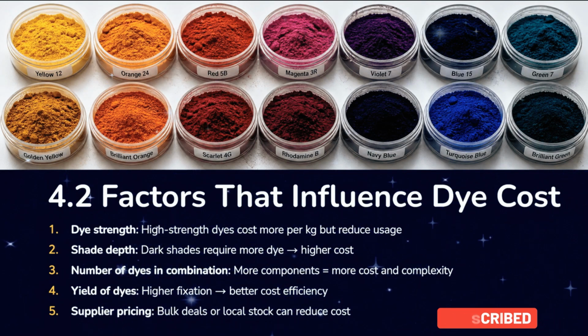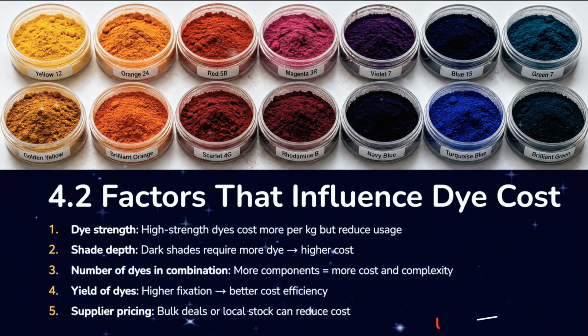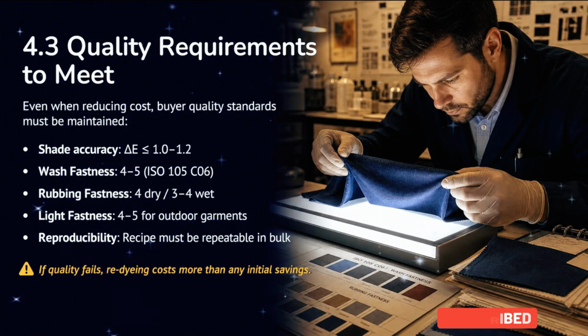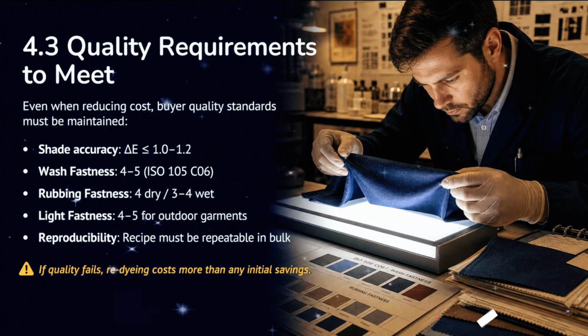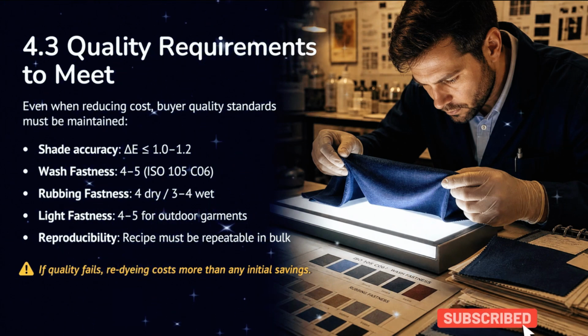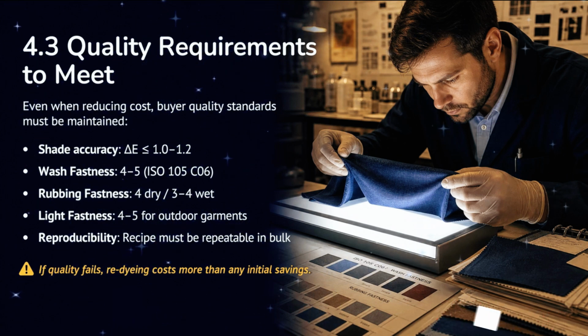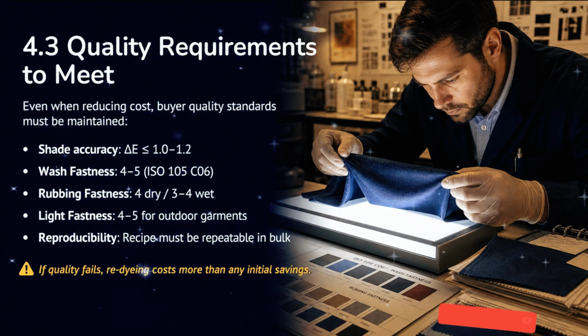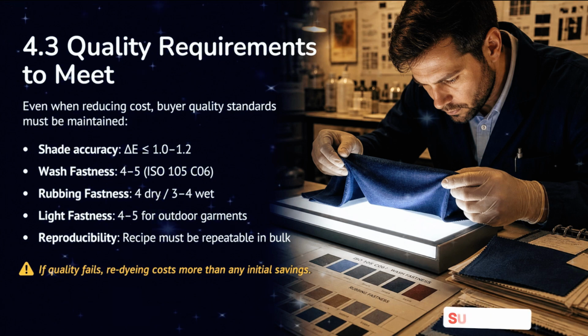These include dye strength, shade depth, the number of dyes in the combination, the yield of the dyes, and supplier pricing. Section 4.3 outlines the quality requirements to meet. Even when reducing cost, standards for shade accuracy, wash fastness, rubbing fastness, light fastness, and reproducibility must be maintained. Failing quality means re-dyeing, costing more than any initial savings.